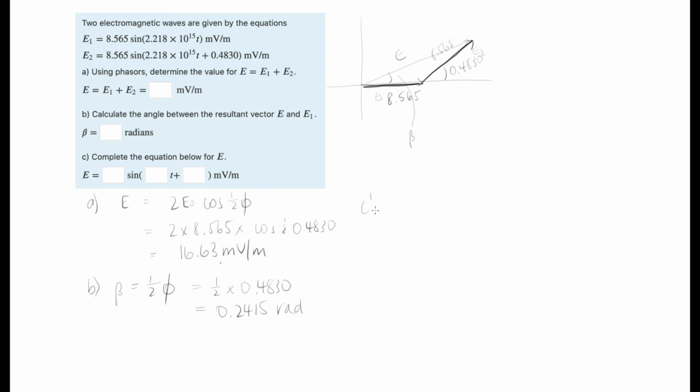Cool. And then part C is we need to complete the equation. Easy. So then remember our, it's 16.63 millivolts per meter. Sine, now our omega is the same, our angular frequency is the same, so it's at 2.218 by 10 to the 15 t, plus our 0.2415 radians millivolts per meter. And that's it.